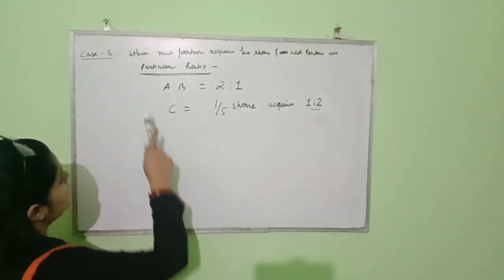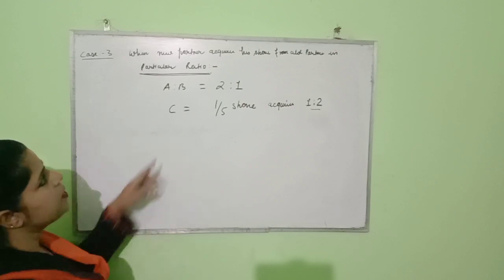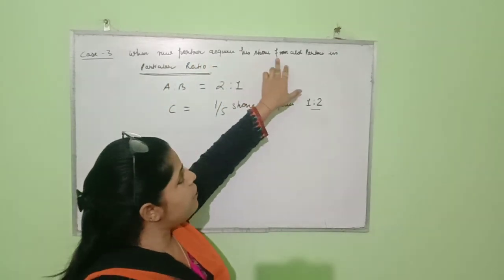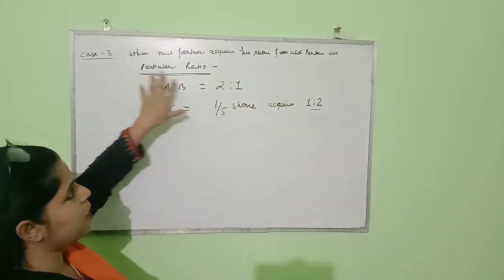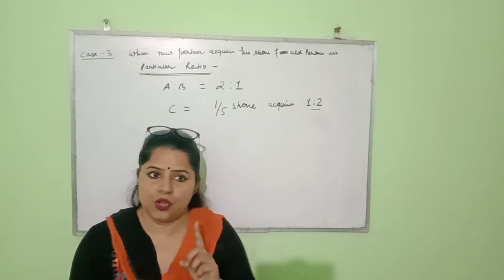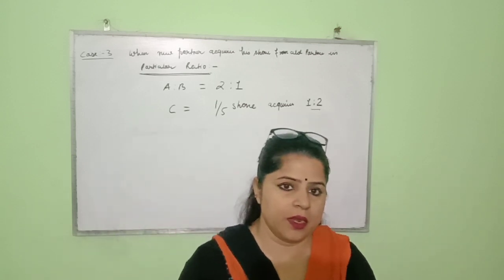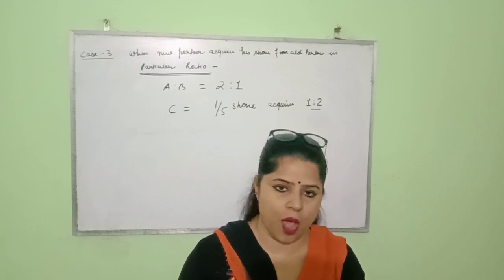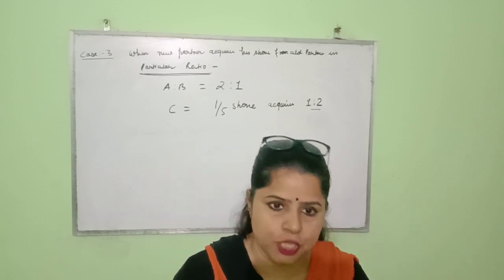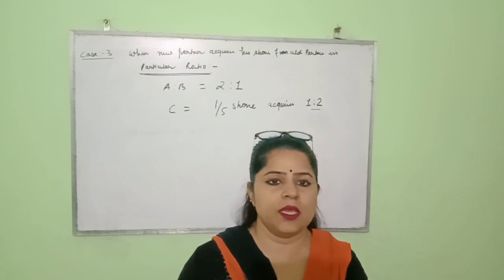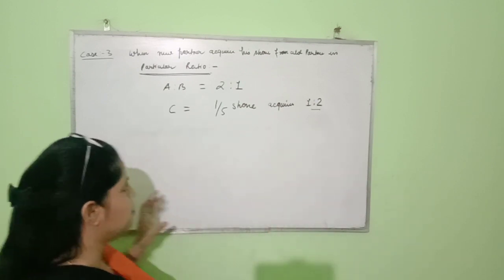So, let's see. Case number 3 is when a new partner acquires his share from the old partners in a particular ratio. Like in the previous case, a new partner was acquiring equally from the old partners. But here the partner is acquiring in a particular ratio. So what is that particular ratio? Let us see in the given example.